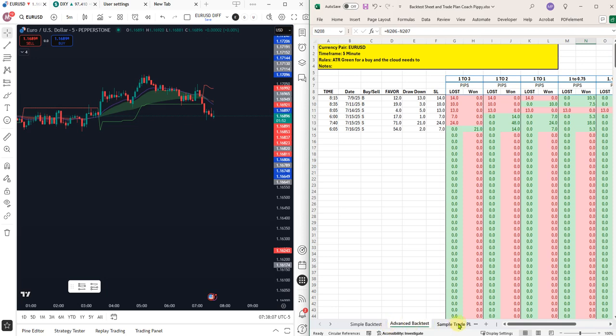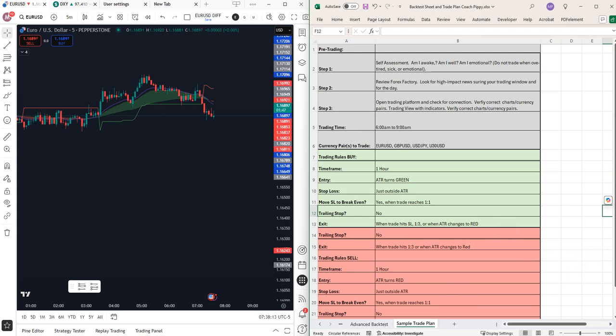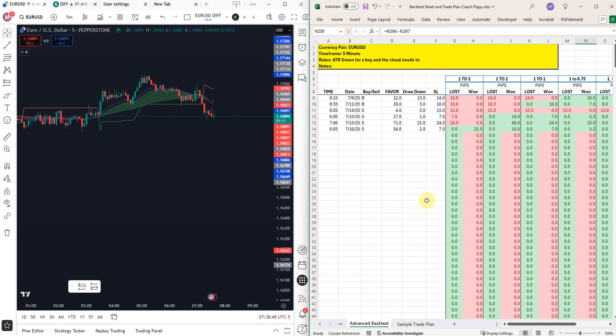But included in this little spreadsheet, if you want it, let me know, is a little sample trade plan. So you're going to want to have what you do before you trade, including what time you're going to trade, the currency pairs you're going to trade, what your rules are, time frame, what the indicators need to do, where your stop loss is going to be. Are you going to move your stop loss to break even? Are you going to use a trailing stop? What are the rules for exiting your trade? You'll need that for your buy and your sell. So you'll need to figure what your rules are going to be before you do your back testing. Okay?